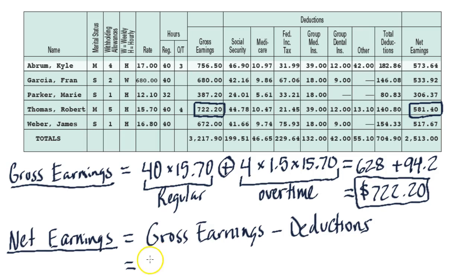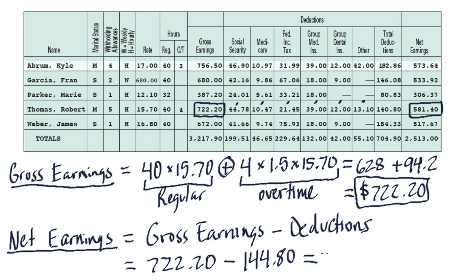So gross earnings we just calculated at 722.20, and we're going to subtract the deductions. As you can see here, for the total deductions, there's a column where they sum up all the deductions for each employee. So we have 144.80. If they did not give you the total deductions column, you just want to add up all the deductions together, and you'll get 144.80. So if you add up this number, this number, this number, this number, this number, and this number, that will come up to 144.80.